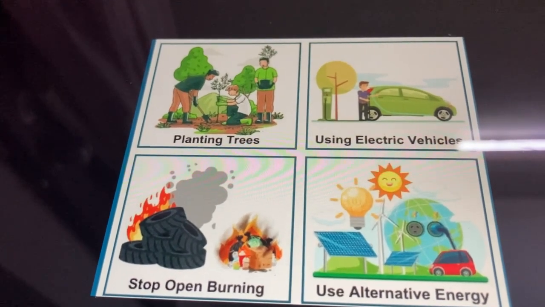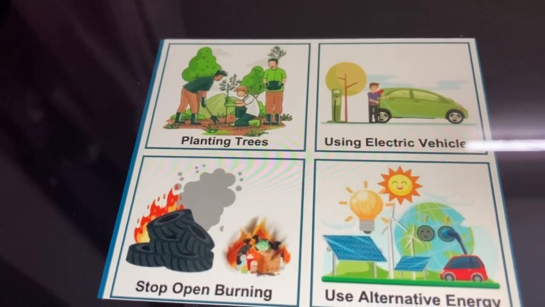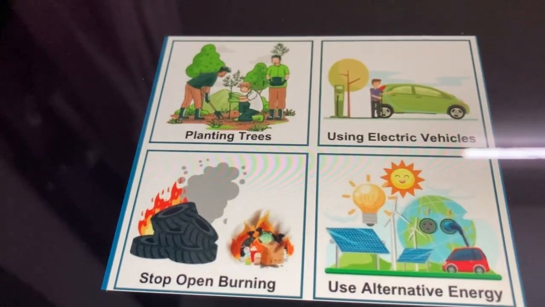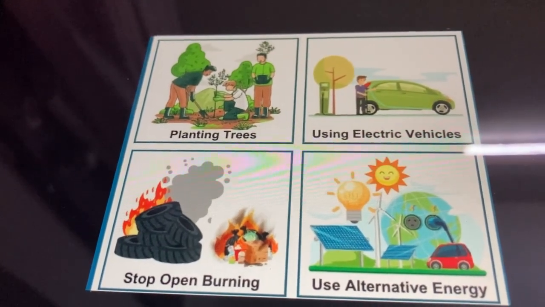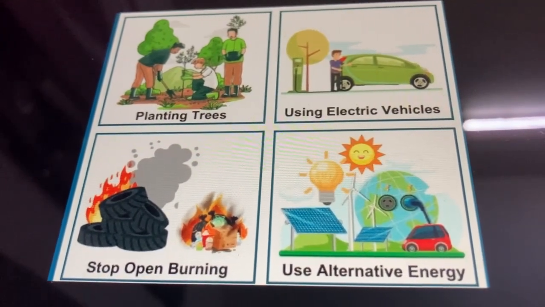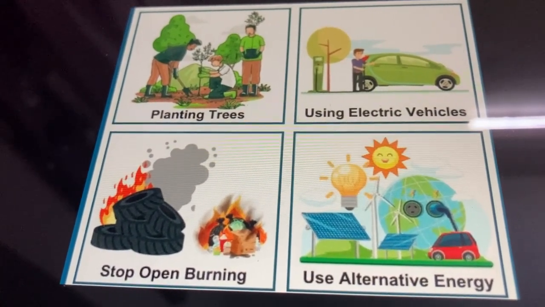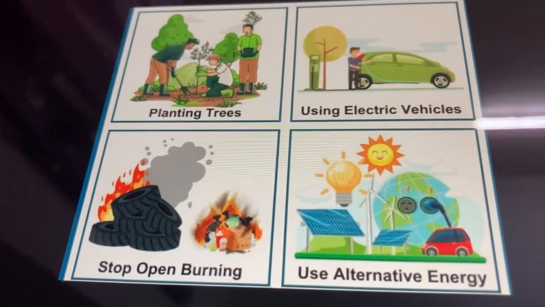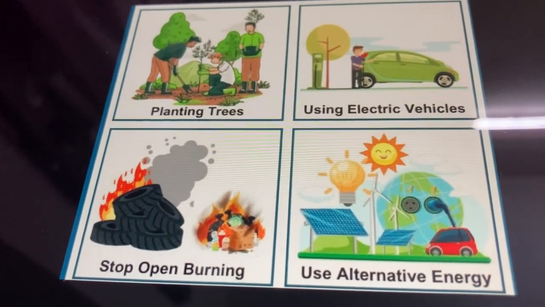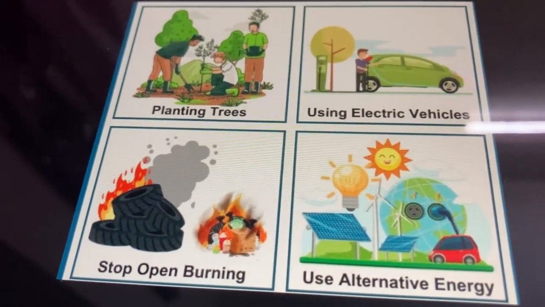We should not be burning any tires or any garbage or any agricultural waste, because the smoke that comes from the burning of these materials is very hazardous, and therefore we should stop burning. Use alternative energy. What alternative energy, my dear students? We can go for windmills, we can look for more recyclable, reusable forms of energy that are much better for our environment.